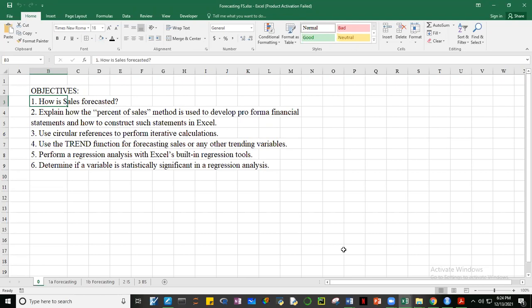So we will learn how to forecast sales in different ways. By Wednesday we're going to learn how to come up with a pro forma financial statement for the income statement and the balance sheet. We're going to use circular references to forecast these 2 financial statements. And tonight we're going to learn how to use the trend function, do a regression analysis, and determine if a variable is statistically significant in a regression analysis. So these are our objectives for tonight.